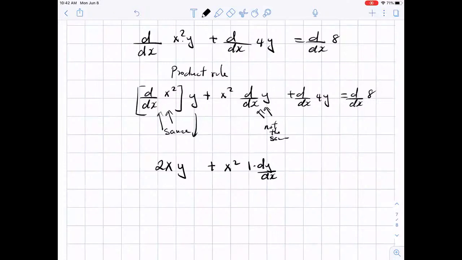Okay? The variables here are not the same. So this becomes plus the derivative of 4y is 4, but dy/dx. And the derivative of any constant is always 0.